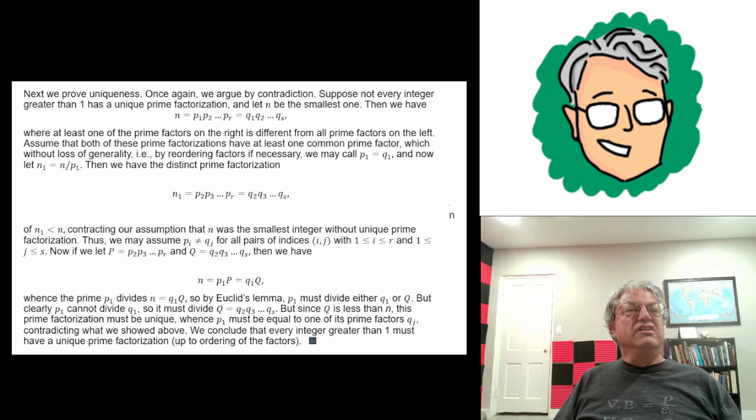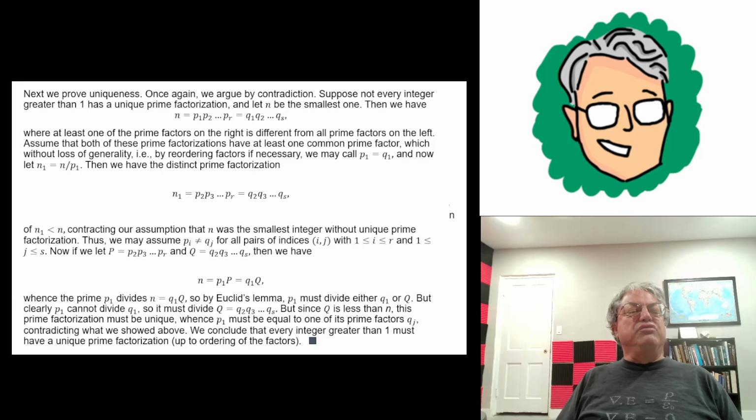Therefore, we're not quite done, but we've shown that if we do have a number that doesn't have unique prime factorization, that means that each prime on each side has to be different. That means that each prime pi on the left has to be different from each prime qj. So now we factor out p1 from the left side. Now we know that p1 is not equal to q1, but we can still write n as the product p1 times capital P and the product q1 times capital Q.